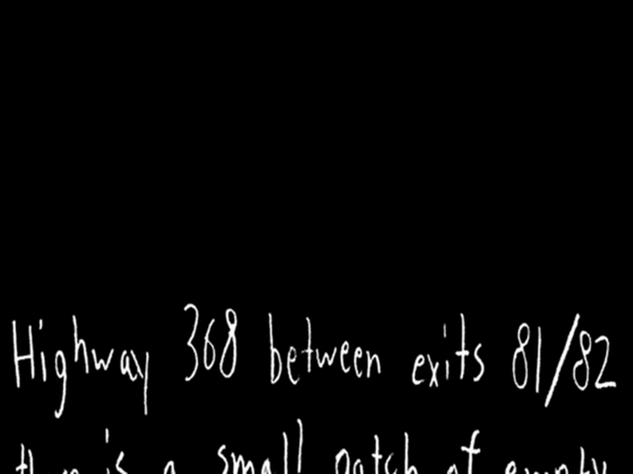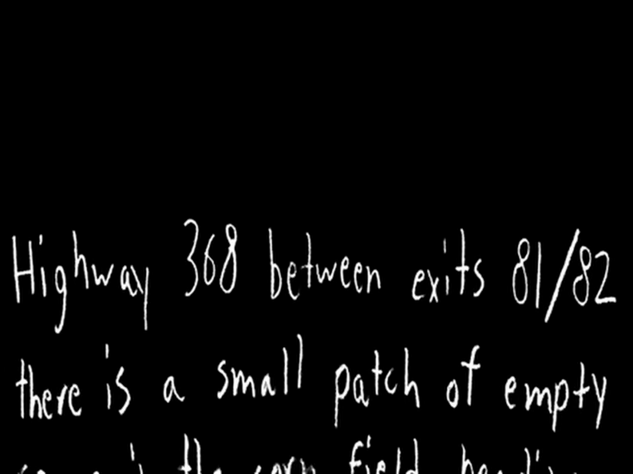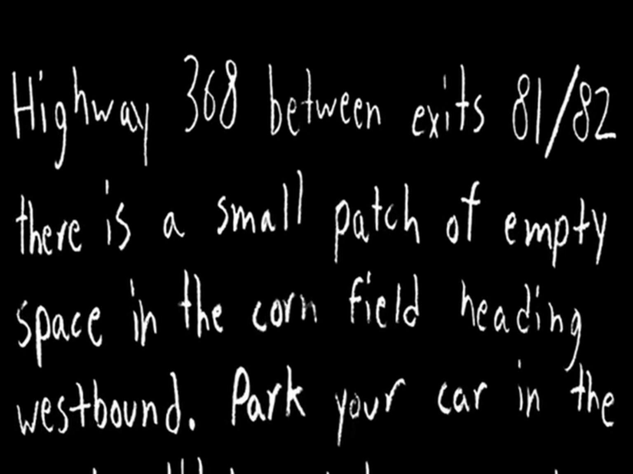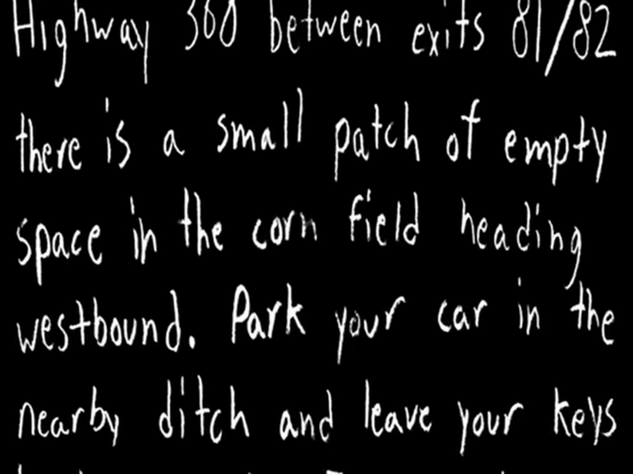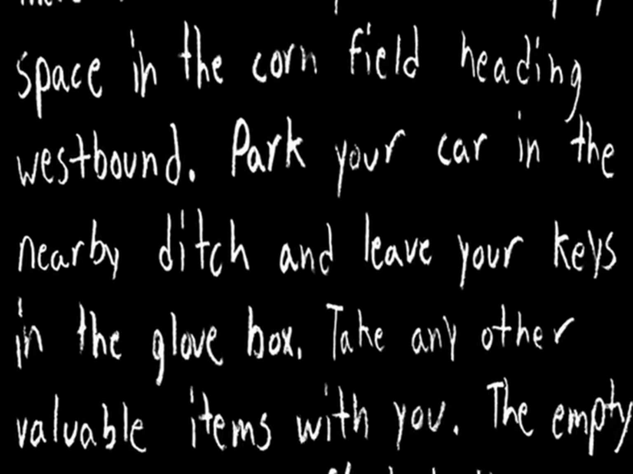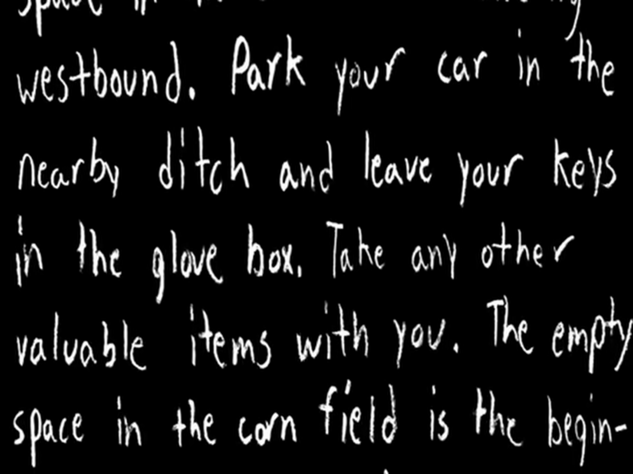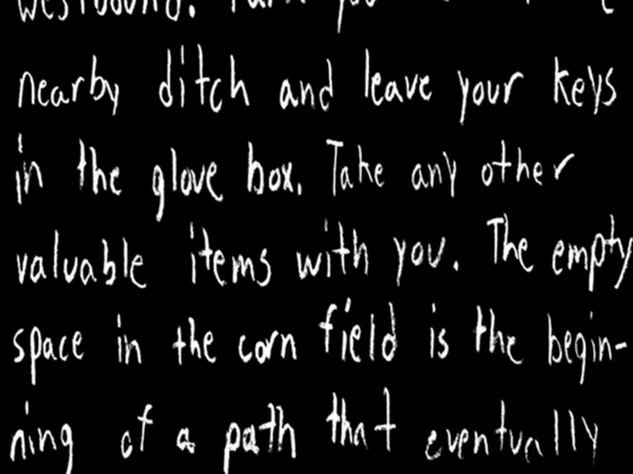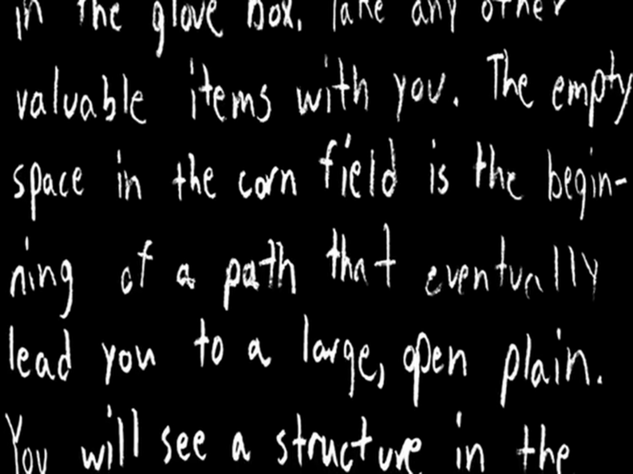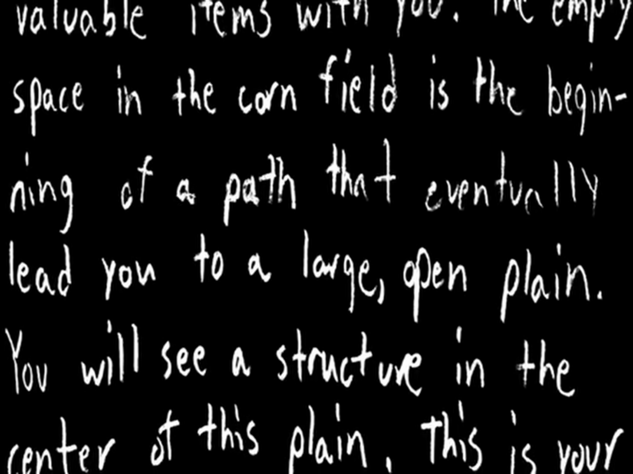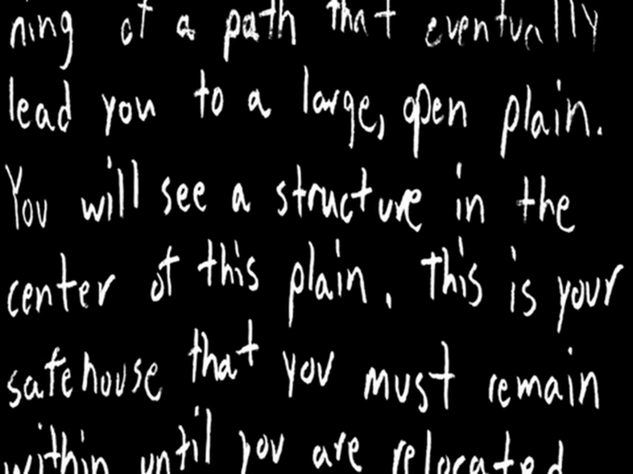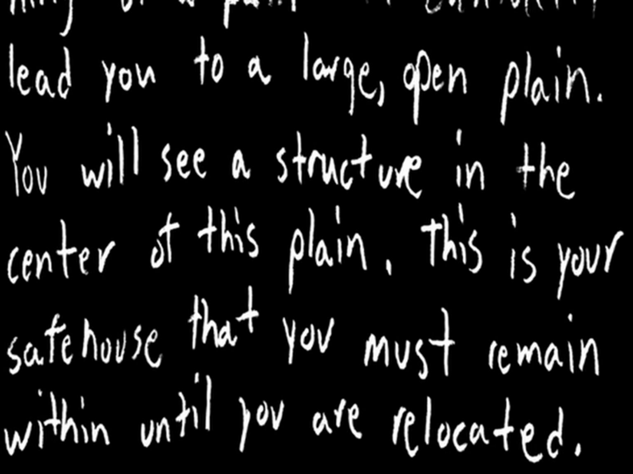Highway 368 between exits 81 and 82. There's a small patch of empty space in the cornfield heading westbound. Park your car in the nearby ditch and leave your keys in the glove box. Take any other valuable items with you. The empty space in the cornfields is the beginning of a path that eventually leads to a large, open plain. You will see a structure in the center of this plain. This is your safe house that you must remain within until you are relocated.